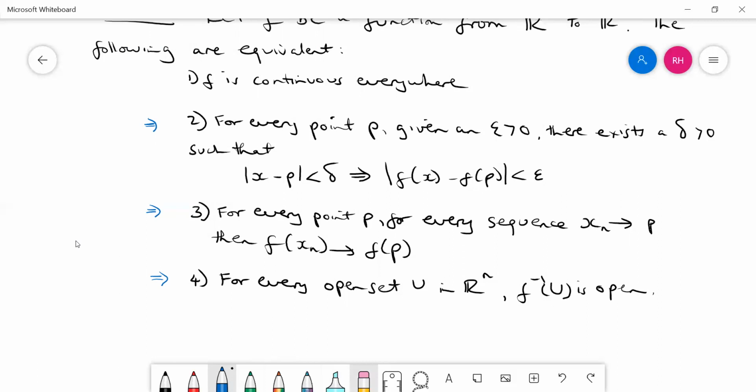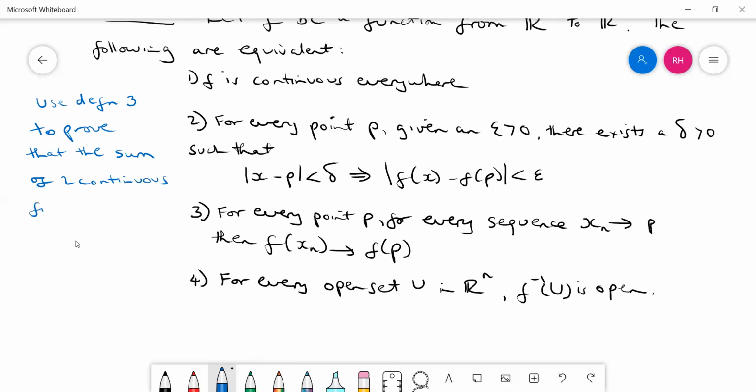Okay, so let's talk about a problem that I want to do. Actually, in the book by Morgan, he has this problem. Use definition 2. He's numbered differently, so I'll quote him correctly, I think. Use definition 3 to prove that the sum of 2 continuous functions is continuous.